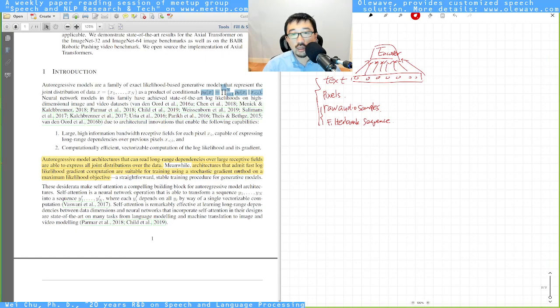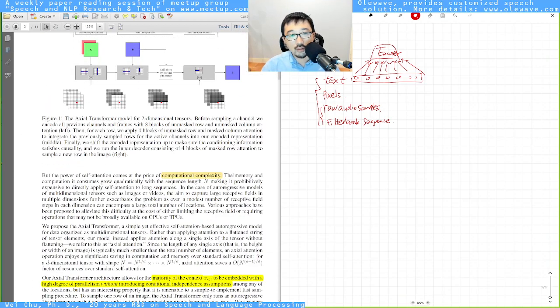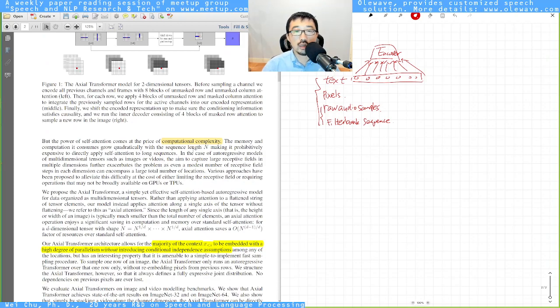But the nice thing is that it admits faster log likelihood gradient computation that is suitable for training using SGD on the maximum likelihood objective. This is a straightforward, good training procedure for generating samples. But the biggest issue, like we just mentioned, is computational complexity.